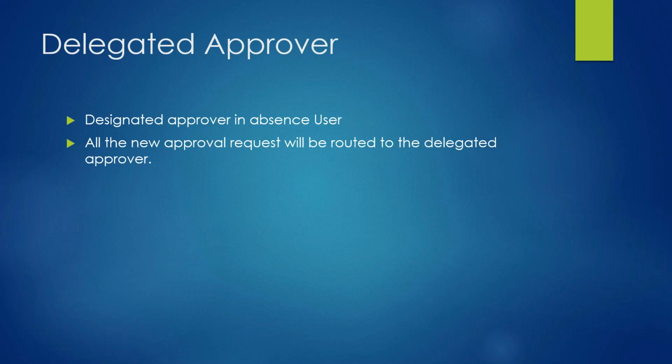So this is going to help us get the records approved by the delegated approver. Also, we need to consider the records which were already pushed for the approval process before the delegated approver was updated for the approver. Those will be routed to the designated approver, not to the delegated approver. So these are a few considerations that we need to keep in mind.